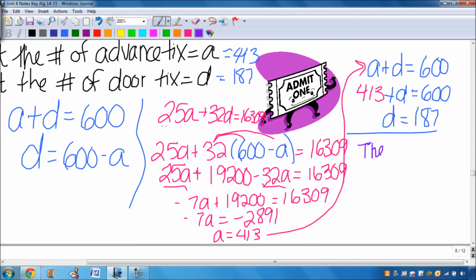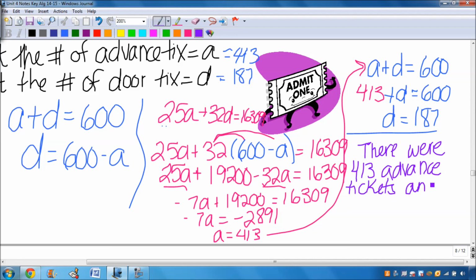So there were 413 advance tickets sold and 187 door tickets.